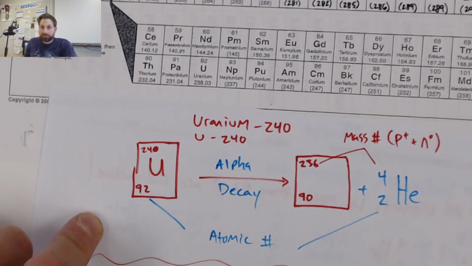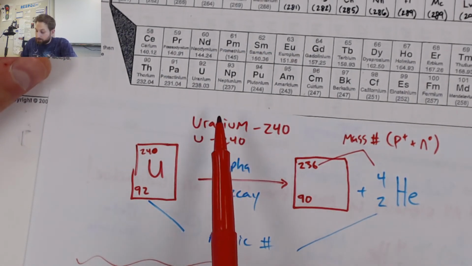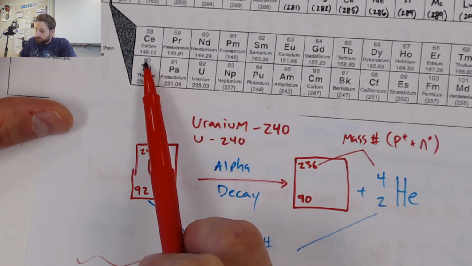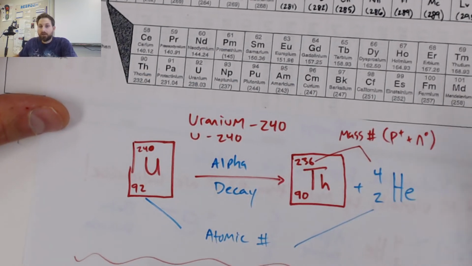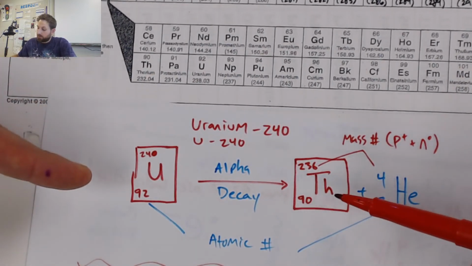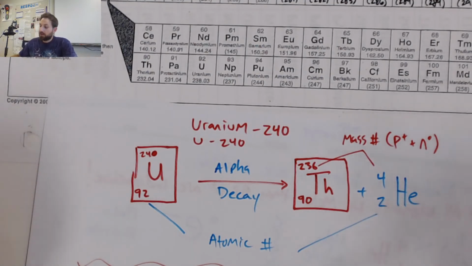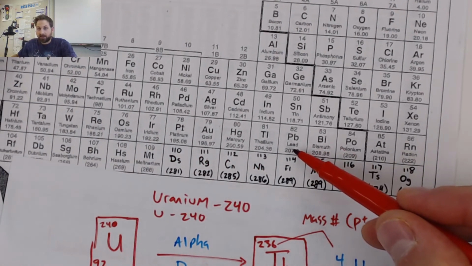All right. So what new element did we make? Well, I have a periodic table right up here. We started with uranium, it's 92. We have turned into thorium. And so uranium will decay into thorium. It will continue to decay until it becomes stable. And a lot of times that ends at lead.